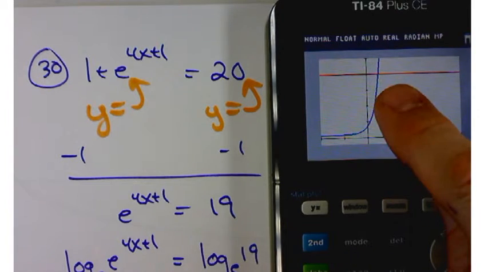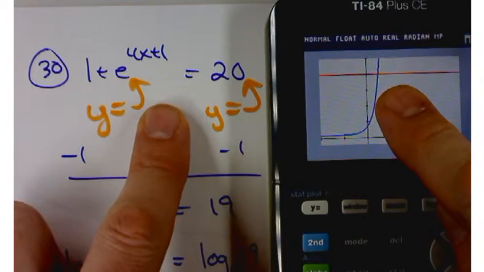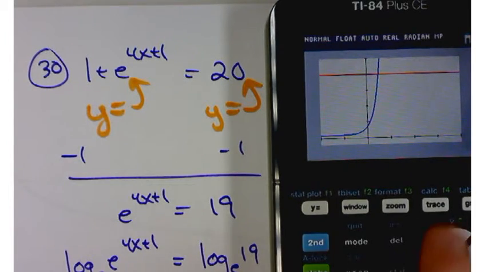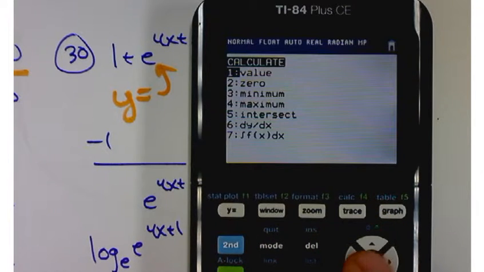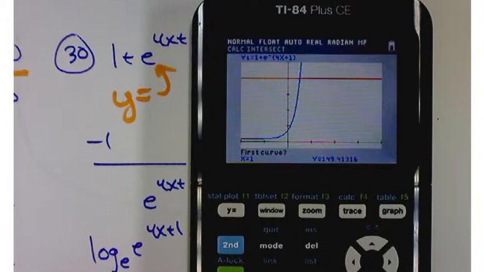My solution to this equation is where these two graphs cross each other. And so you can find their intersection. So second calc, and the fifth option down is your intersection. What your calculator is going to ask you for is to get close to your intersection. Let's see, first curve. I'm not seeing where I am. There we go. There.